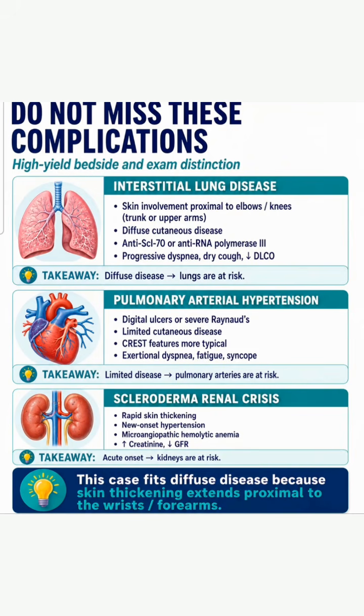Second, pulmonary arterial hypertension. Think exertional breathlessness, fatigue, syncope, or reduced exercise tolerance. Screen with echocardiography. Third, scleroderma renal crisis. This is an emergency. Think rapid skin thickening, new severe hypertension, rising creatinine, or microangiopathic hemolytic anemia.